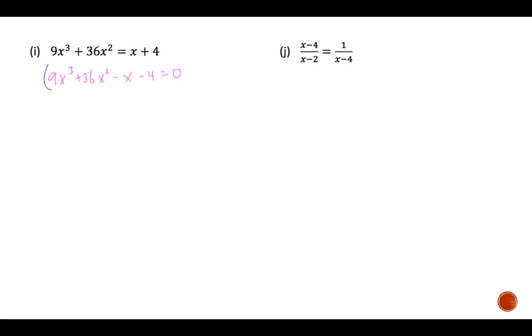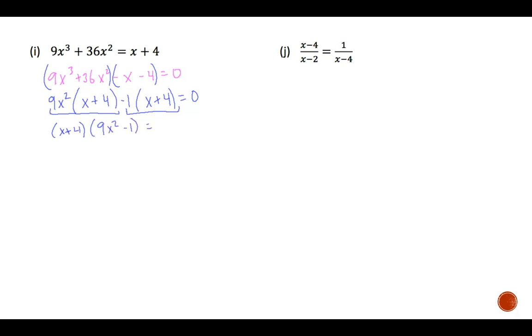Hopefully you're thinking factor by grouping. Yeah, then you can group and factor out what's common. So here I'm going to factor out 9x squared. What are you going to be left with? x plus 4. Here I'm going to factor out a -1, and what am I going to be left with? x plus 4. Right, so then let's look here. What do these two have in common? Oh, check that out. They both have an x plus 4. And you're going to be left with 9x squared minus 1.